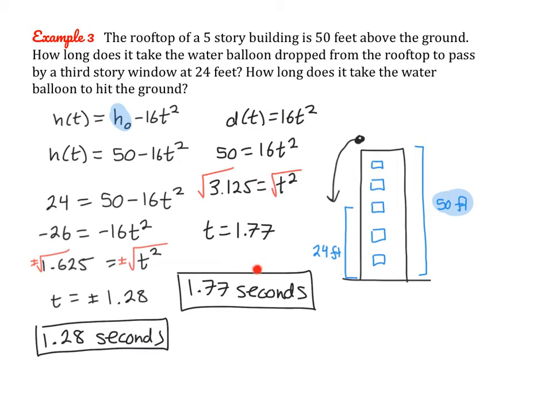We could have solved the second part of this problem with that first model as well. So we could have done it by replacing h of t with 0, because the height of the object, if it's on the ground, is 0, and we would get the exact same answer that we got with our other model. So it just depends on which one you prefer to use.